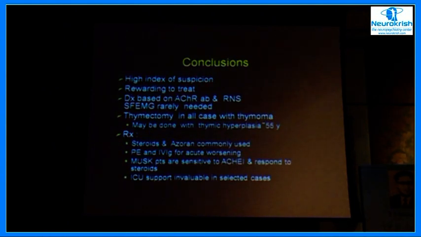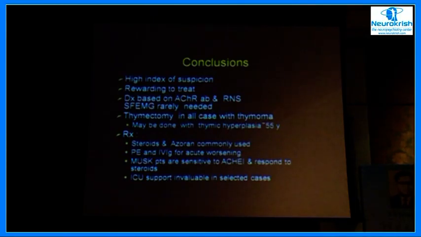So, ladies and gentlemen, to conclude, for diagnosis of myasthenia, one has to have a high index of suspicion. It is very rewarding to treat these patients. Diagnosis is based on acetylcholine receptor antibodies and RNS study; single fiber EMG is not necessary for most cases. Thymectomy should be done in all cases with thymoma, and it may be done with thymic hyperplasia if the patient wants and the physician also wants, but there is no strong evidence in its favor at the moment. A trial is underway, and maybe we'll know the results.